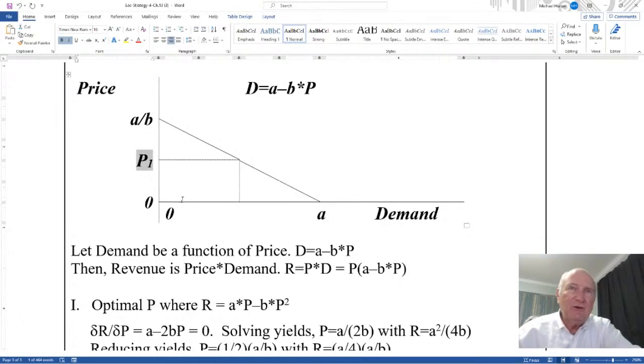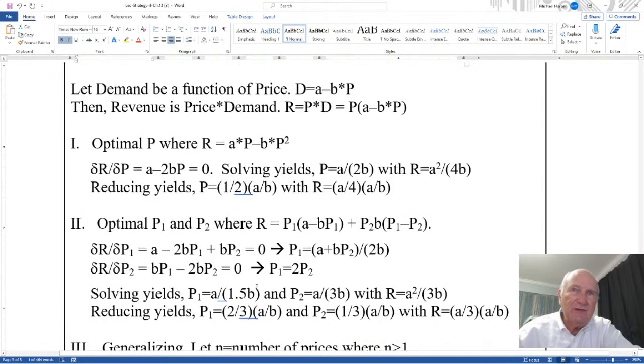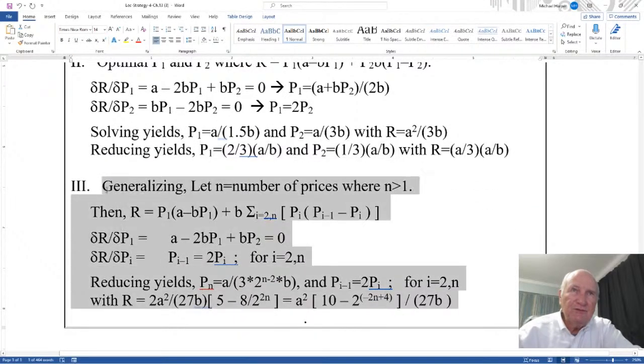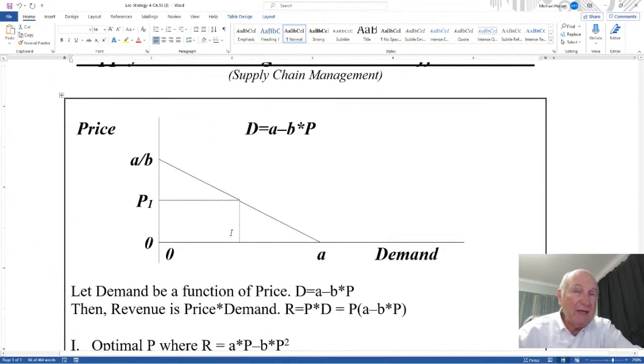Okay? And so the idea is if you have two prices, then where are the two prices between 0 and A over B? Well, down here I do that too, and as it turns out, it's 1/3 and 2/3. And so then the third one down here, I look at the generalization, and mathematically, if you have two prices, you divide it in thirds.